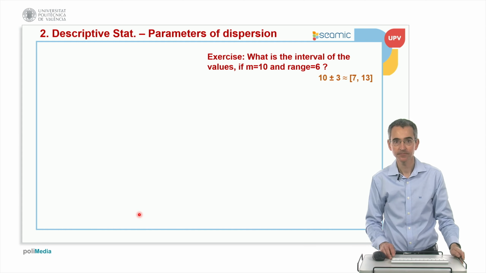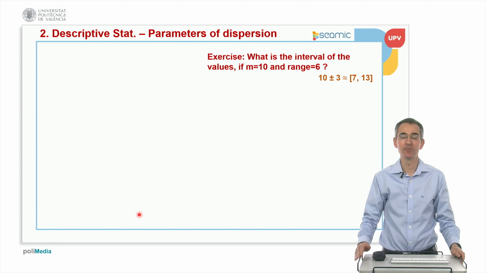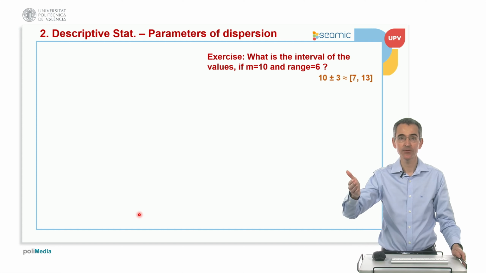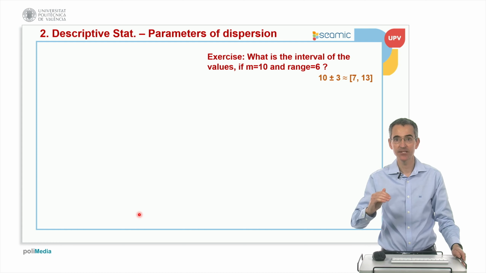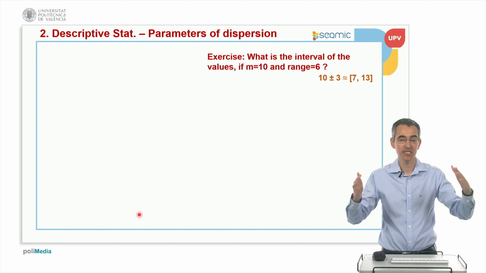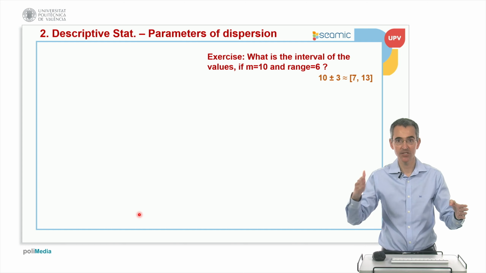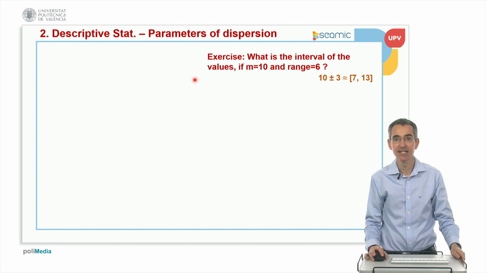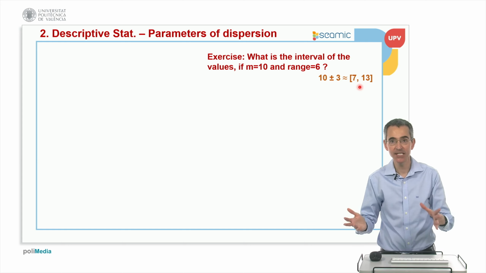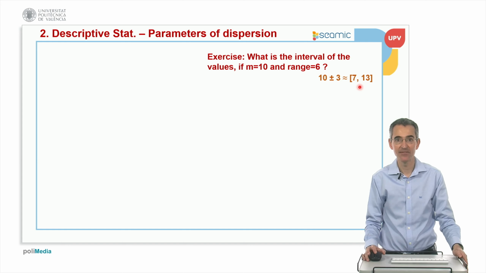Okay, well, now I'm going to propose an exercise. What is the interval of the values if the average is 10 and the range is 6? Well, let's assume that this distribution is symmetric. Let's assume that it is normal. So we can say 10 plus minus 3, so between 7 and 13. So more or less, we can think that between 7 and 13 will be the range of my values.